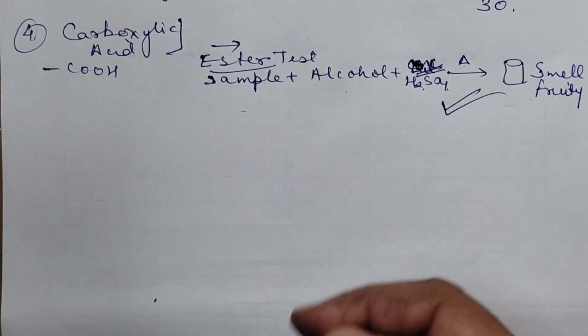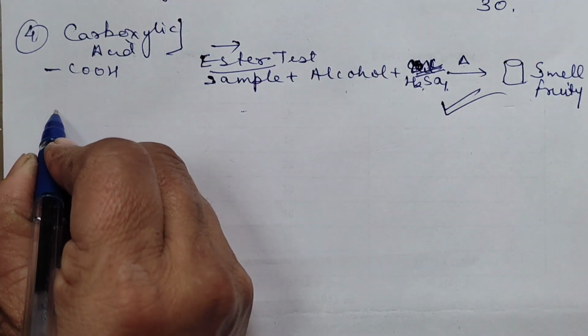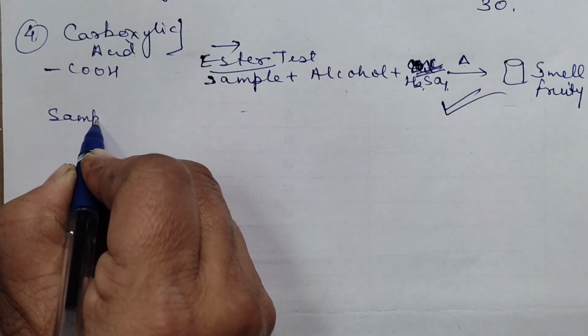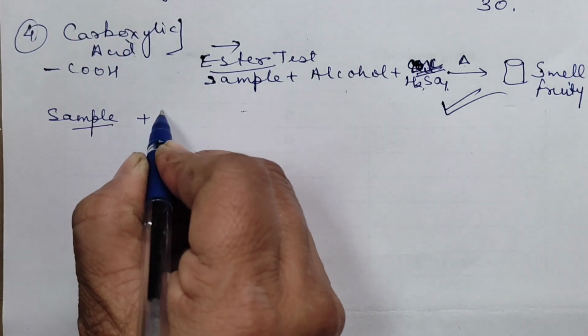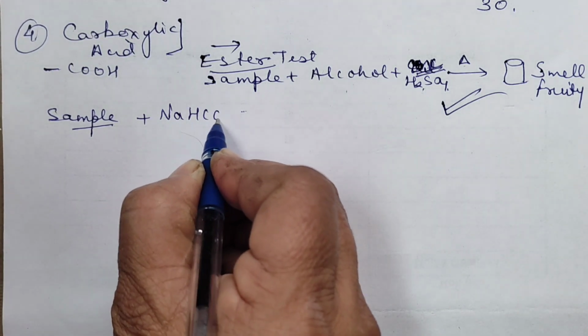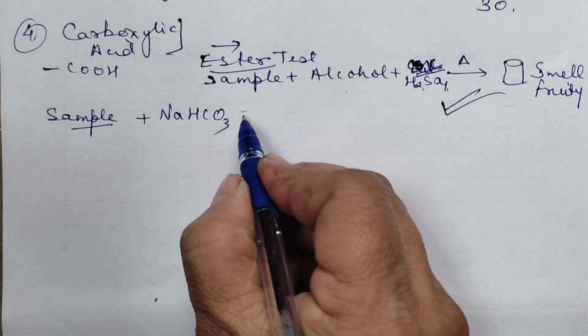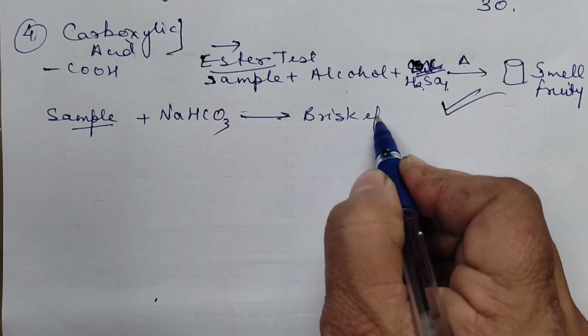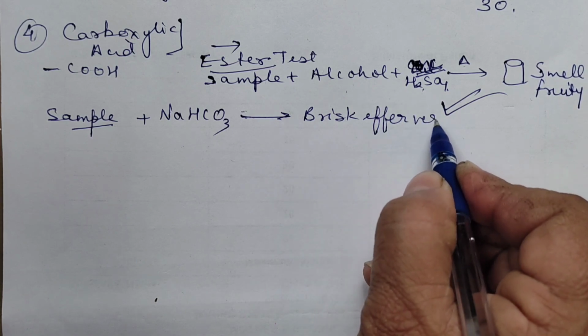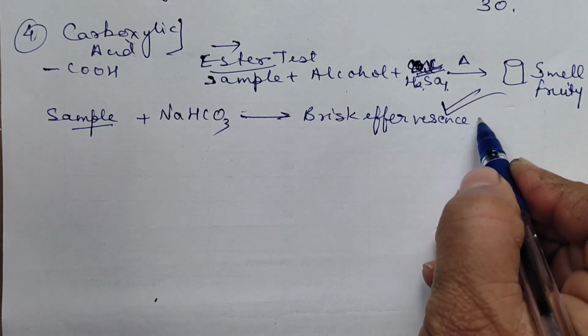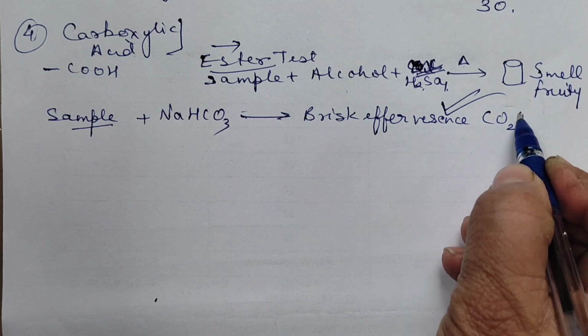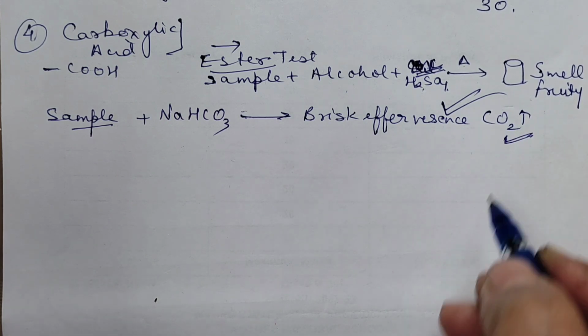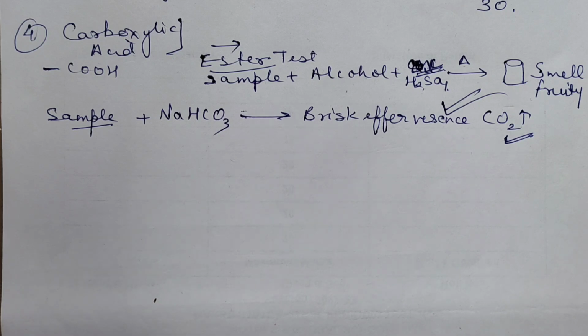The second test which you are performing for this is sodium hydrogen carbonate test. You will take sample. To that sample, you will add sodium hydrogen carbonate. On adding sodium hydrogen carbonate, there will be brisk effervescence. Okay, brisk effervescence is due to the liberation of carbon dioxide gas. This is evolved. This indicates the presence of carboxylic acid. This you also study in theory. Sodium hydrogen carbonate test for carboxylic acid.